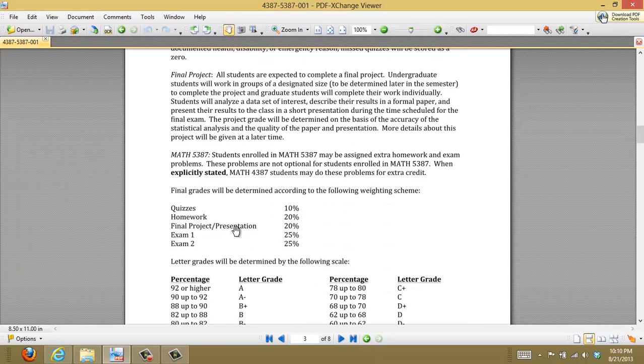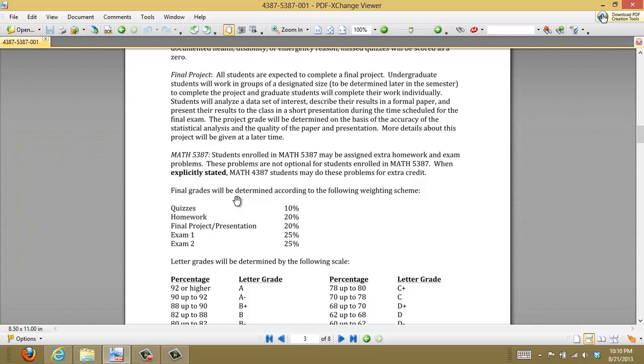One thing that is nice about this class is that we will not have a final exam. It's just really too difficult to cover all the material in the semester in one short exam. And so instead we have a final project. All students are expected to complete the final project, but undergraduate students will be able to work in groups of some designated size, which we'll determine later depending on how many people are in the class, while graduate students are going to have to complete their project individually.